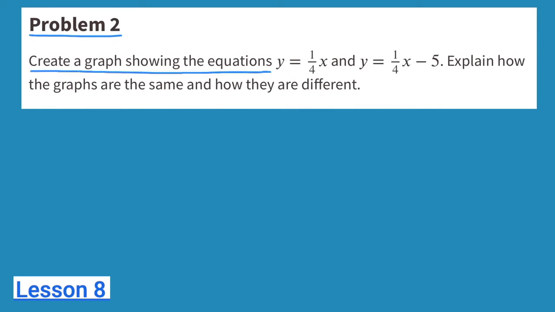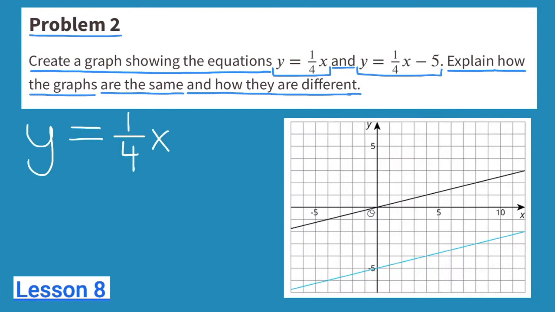Problem number 2. Create a graph showing the equations y equals 1/4 x and y equals 1/4 x minus 5. Explain how the graphs are the same and how they are different. First, let's graph y equals 1/4 x. And in this case, b is 0. So this could read y equals 1/4 x plus 0.